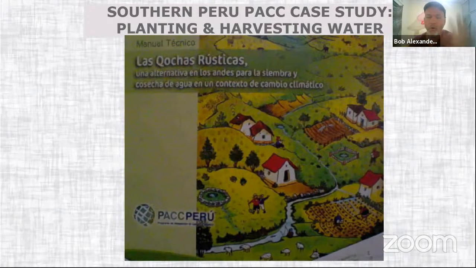And then I had a whole bunch of examples, which of course there won't be time to do all of them now. But I figured we would take the first example from your neighbor in Peru. And this was PACC, Programa de Adaptación al Cambio Climático. And there were a bunch of different components of this.